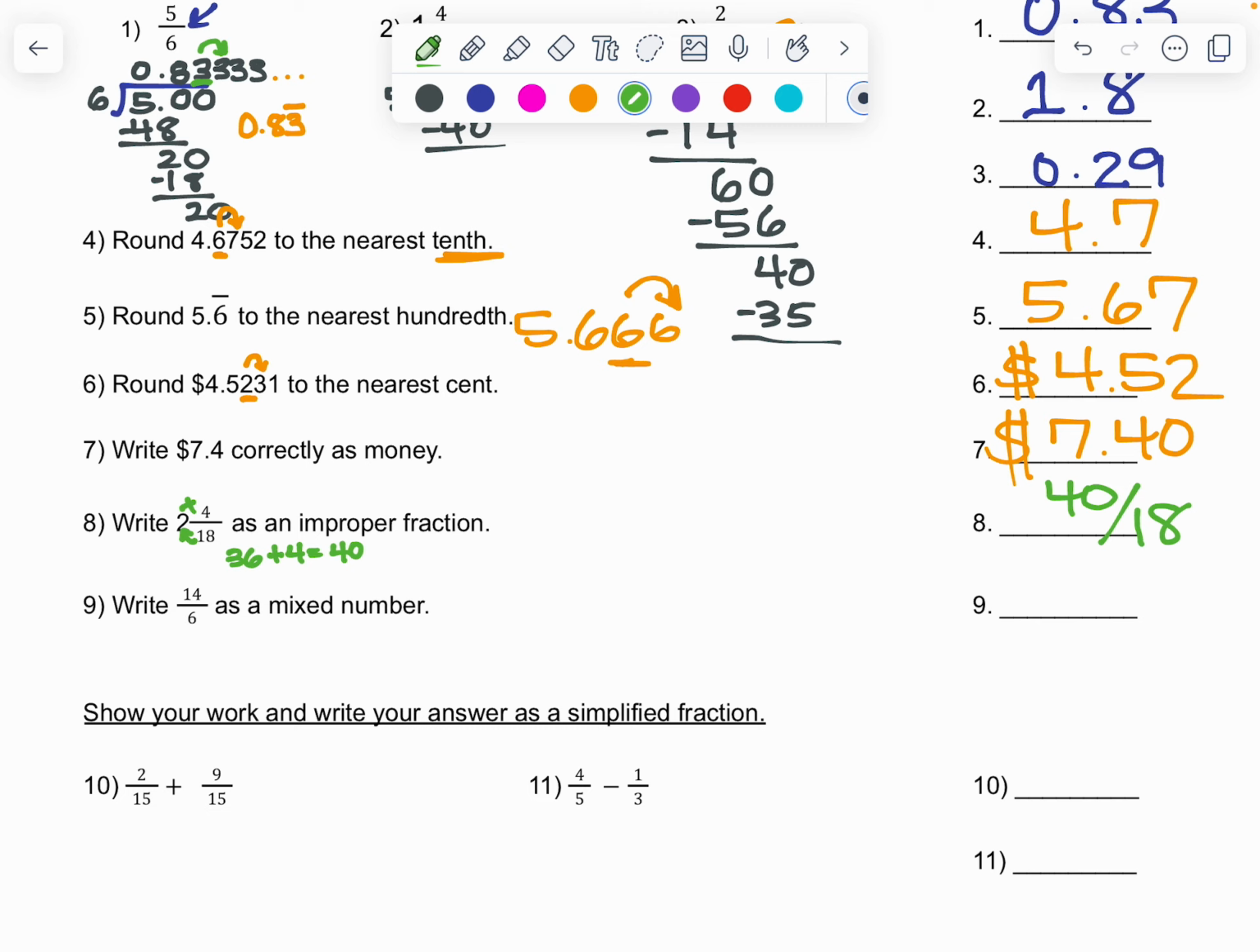40/18. You could simplify that also, or leave it. It looks like 2 would go in there. You could write 2 goes into 40 20 times, and 2 goes into 18 9 times. There you go.